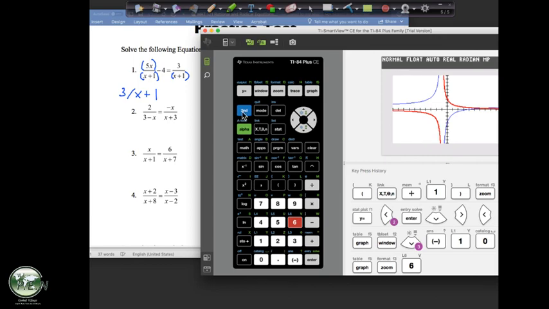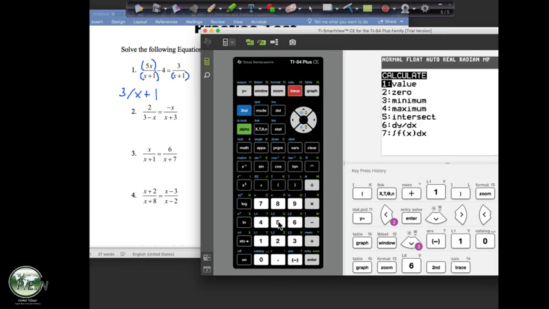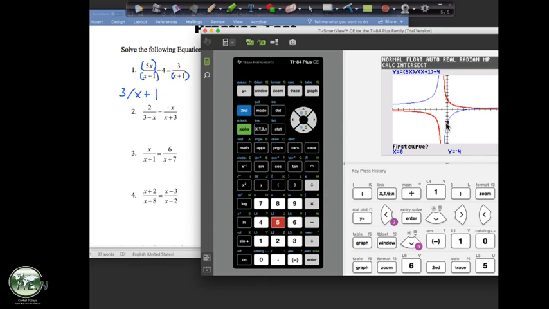And all I have to do for these is second calc number 5. Okay, my little guy is on the right side of the asymptote, and that's where the intersection is, so I'm okay, I can just do enter, enter, enter. But if I was on the other side, I'd need to manually hold his hand and cross the asymptote with him.